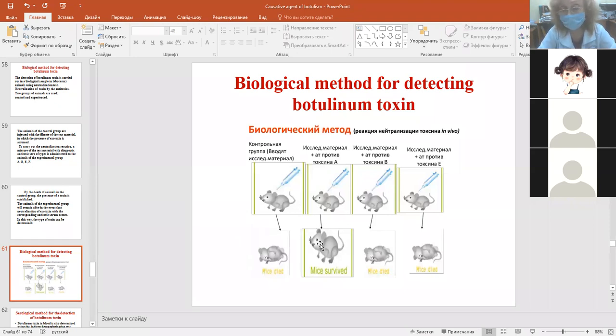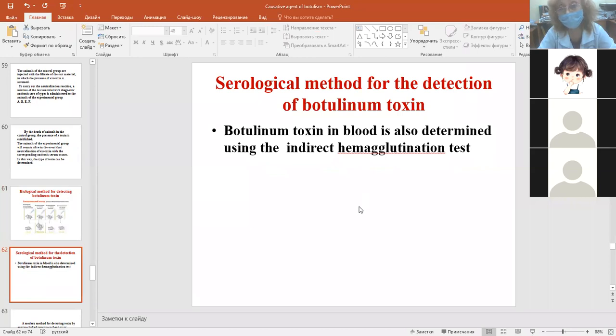It's not so simple like on this picture. There are many difficulties in the biological method. Anyway, it is suggested. And it is better to use the serological method, of course. At the early stage of botulism, it is possible to detect botulinum toxin in the blood of patients.